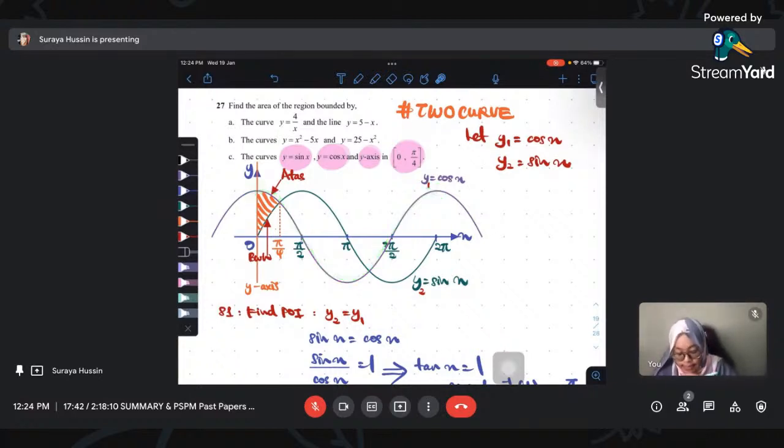Now, inilah maksud saya. Kamu kena pandai ya. Ini 0, ini 90 degree. This is 180 degree. This is 270 degree. And this is 360 degree. Basic knowledge mesti kuat.